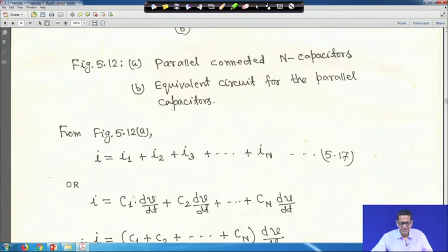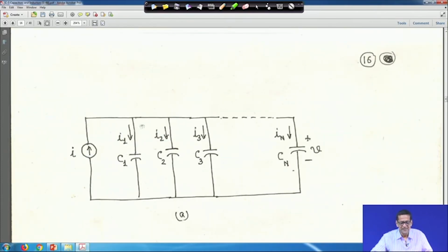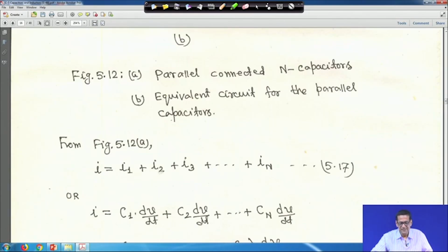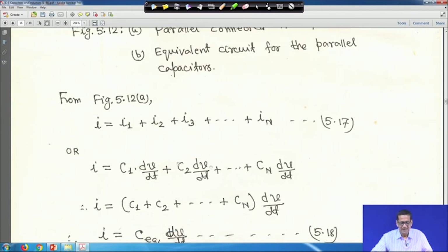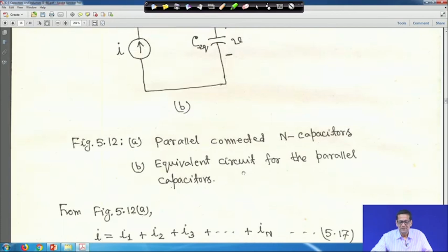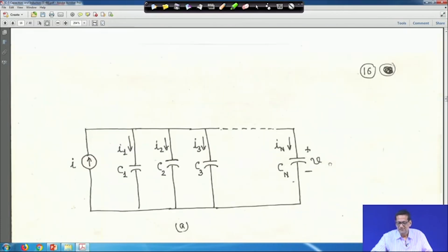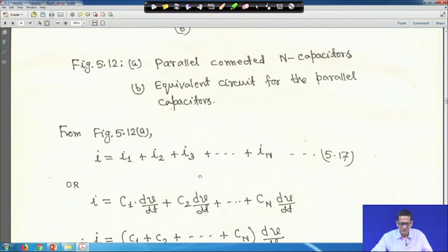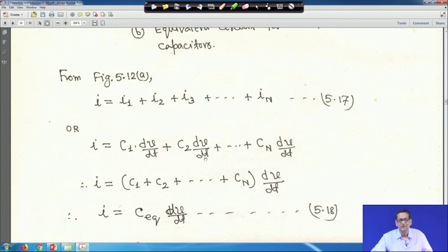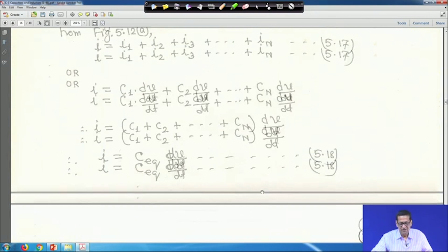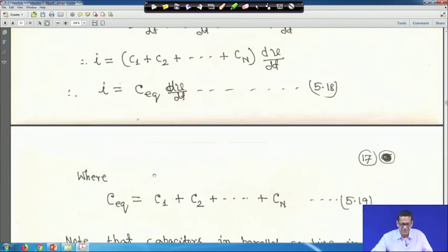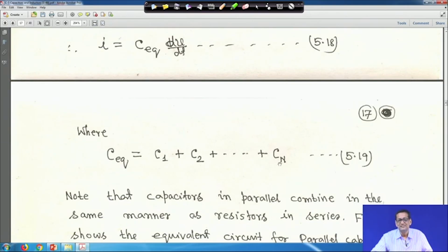If you go for mathematics, this current I is equal to I1 plus I2 up to In. I1 is equal to C1 into dV by dt, because the capacitors are in parallel, so voltage V will be the same across all the capacitors. So, it will be C1 dV by dt plus C2 dV by dt up to Cn dV by dt, or we can write I equals C1 plus C2 up to Cn times dV by dt, or I is equal to Ceq dV by dt. That means Ceq is equal to C1 plus C2 up to Cn, summed up.